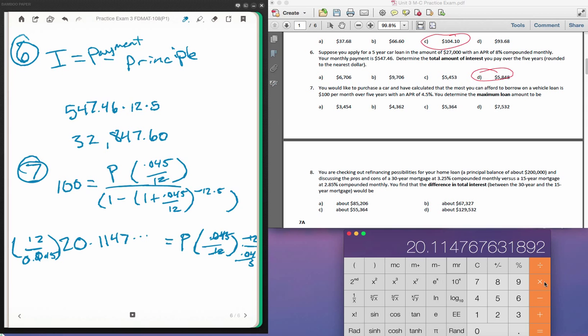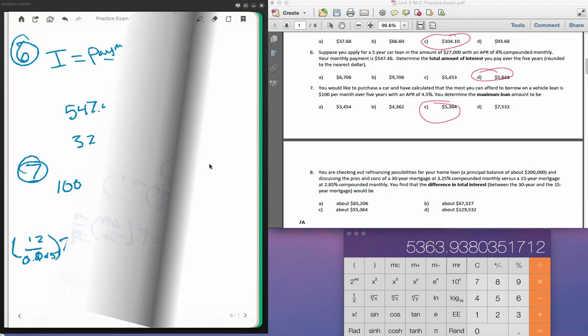Okay. Now we're going to multiply this by 12 and divide by 0.045. And so our principal should be $5,363. So we look up here, 5,363, so C is the correct answer, and we're ready to move on. So number 8.